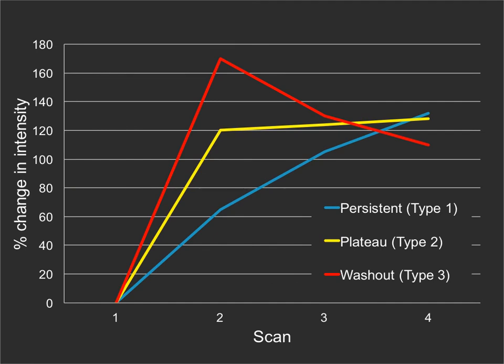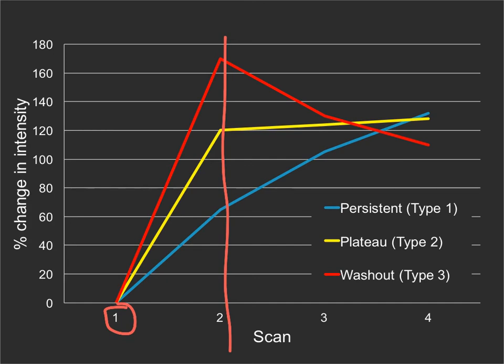So if you put these parameters together, with scan 1 being pre-gadolinium and scan 2 being at peak, then we divide the curve into 3 different appearances. So first of all, the type 1 curve, or the blue curve here, is the curve that continues to increase during the multiple phases of the examination. The type 2 curve here in yellow comes up to a peak.